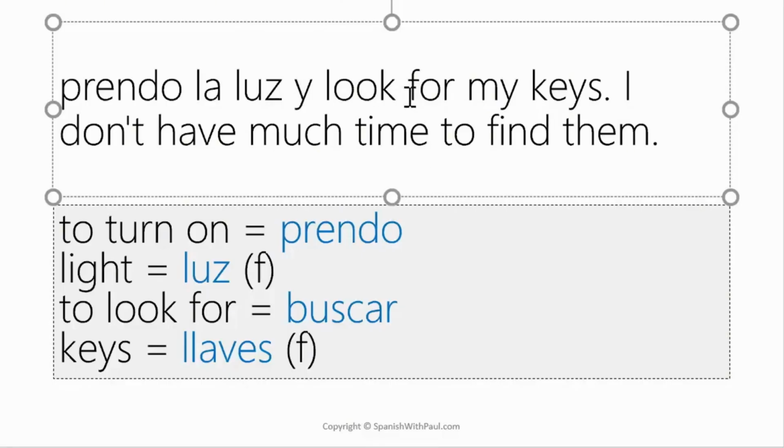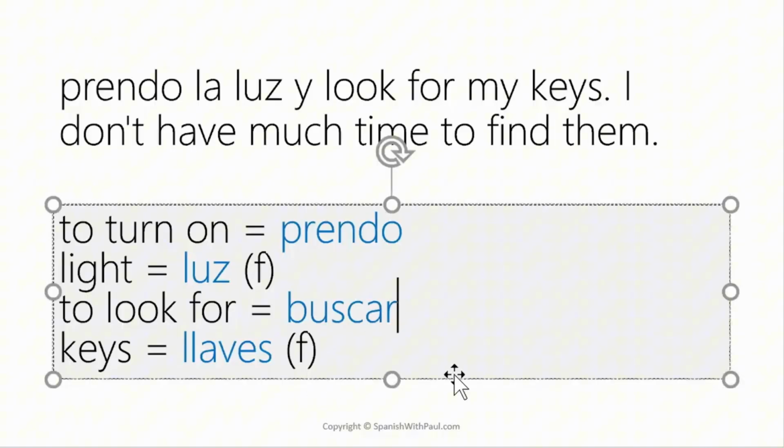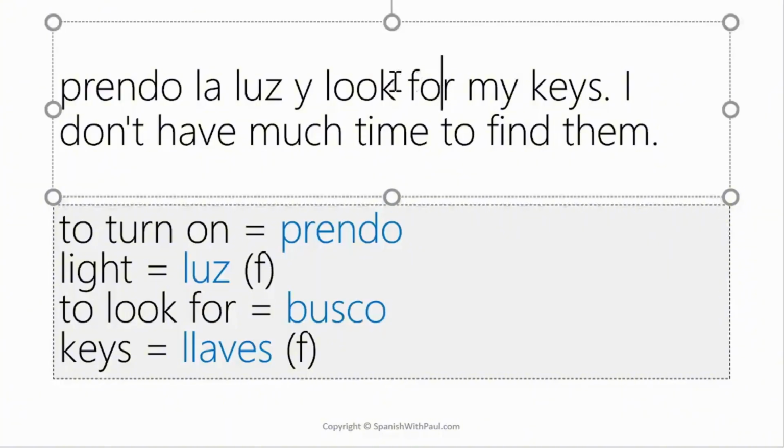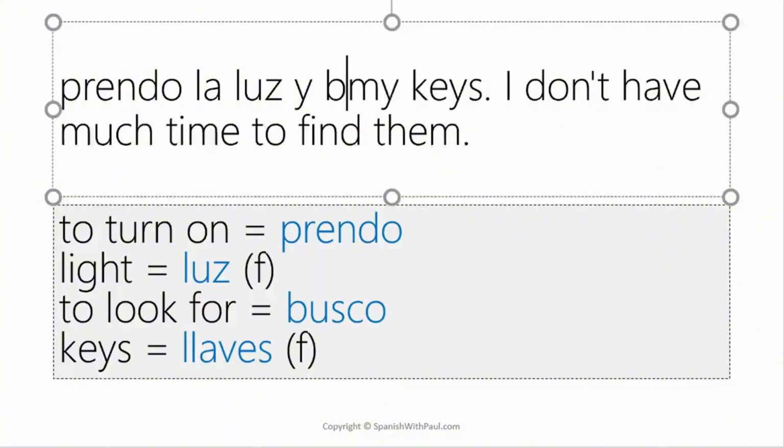Next we have look for my keys. This is still first person because you could say and I look for my keys. So again, we go through the same process. The verb is buscar. Whatever the ending is, AR, ER or IR, we always get rid of it. And for the angle of I becomes an O. So I look for would be busco. And remember, this is to look for, so all of this is simply busco.